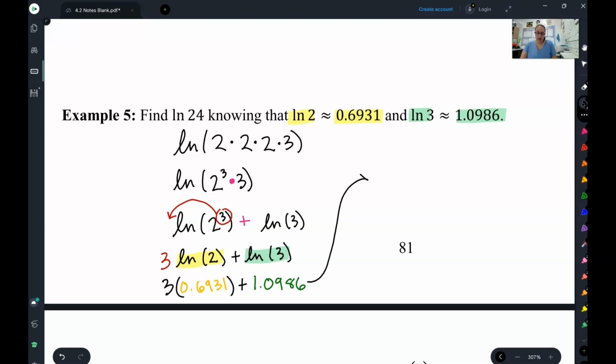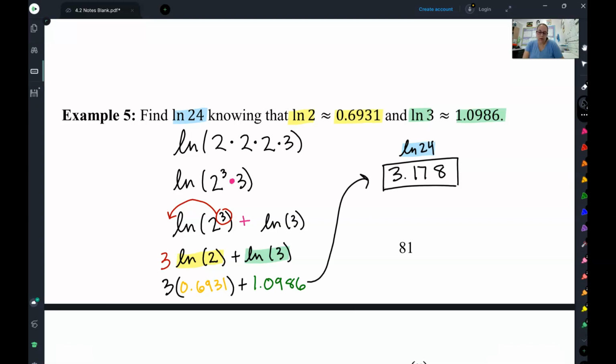And then that is what I'm going to type into my calculator. 3 times this plus this. And when I put all that out, I get 3.178. So if you were to type ln of 24 into your calculator, this is the answer that you should get.